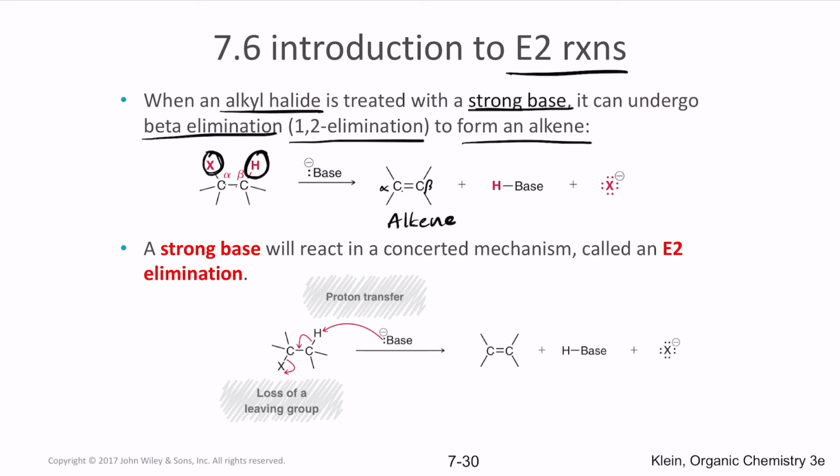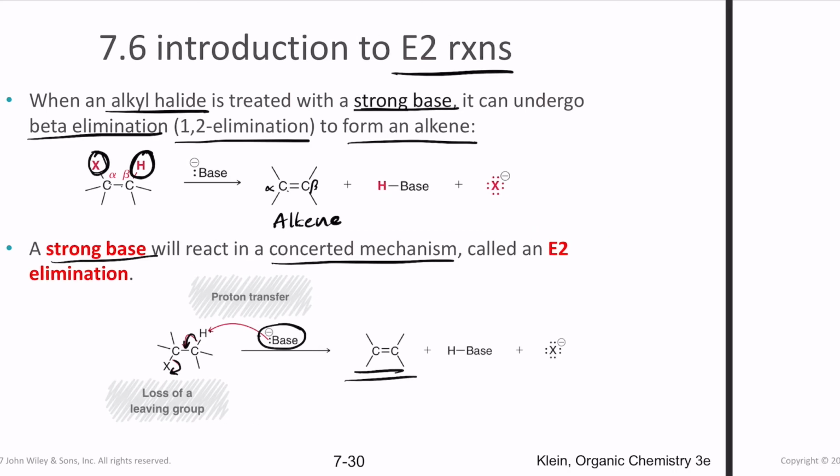Now, for this reaction to occur, you need a really strong base that will react in a concerted mechanism. Remember that concerted here means that both happen at the same time. So what happens here? The base attacks the proton, the proton donates its electrons back to the carbon, and the carbon will leave the halogen to go out of the structure. And all of these happen at the exact same time, resulting in the formation of an alkene.